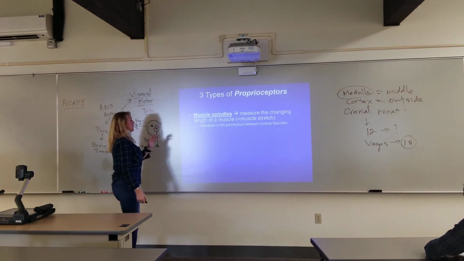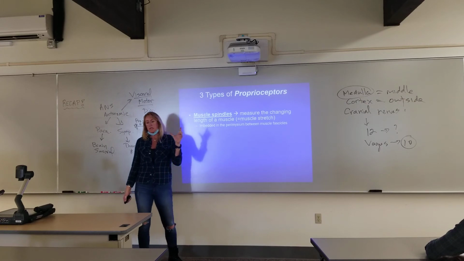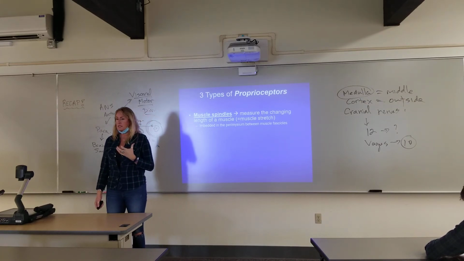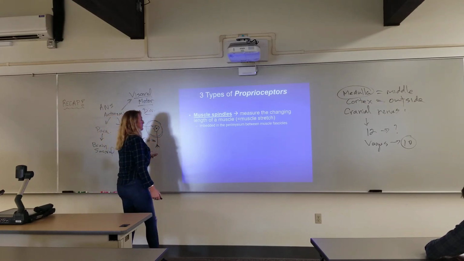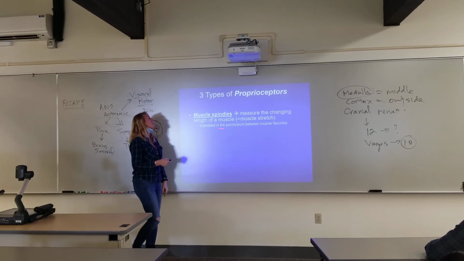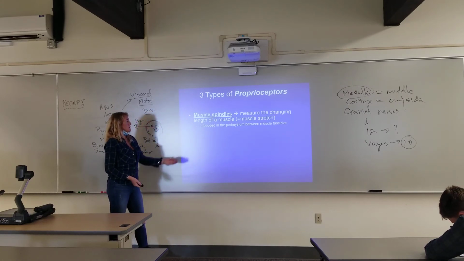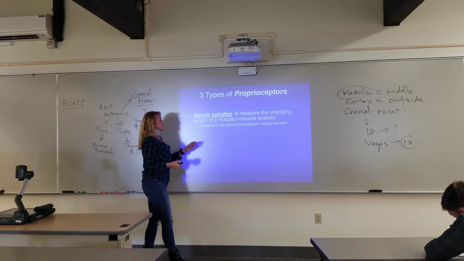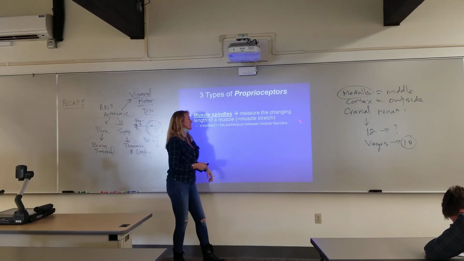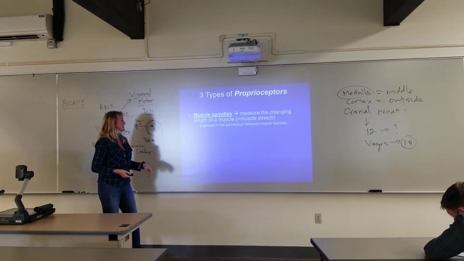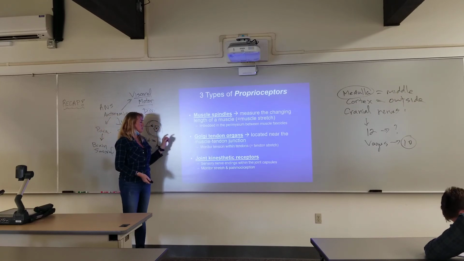Proprioceptors are important because there are 3 different major types, and they allow your brain to detect position, stretch, and movement of your body. They measure the changing length of your muscles, muscle stretch. These are embedded in the perimysium between the muscle fascicles, those little packets of muscle fibers. We call them muscle spindles, and I'll show you what they look like.